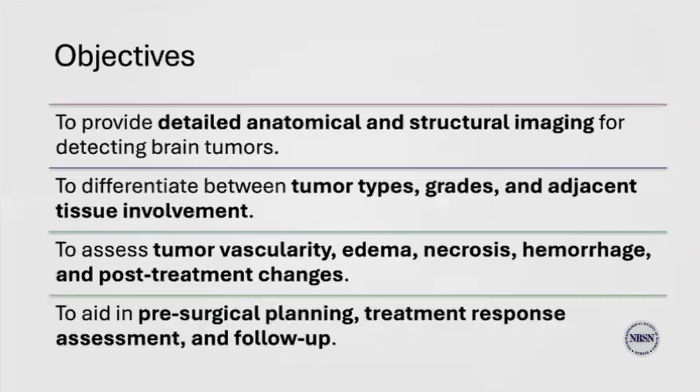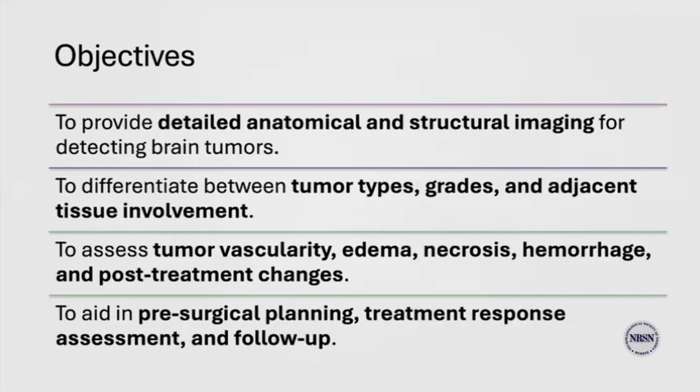So when it comes to the tumor protocol, our main goal is to get really detailed images of the brain structure. It is helpful to detect any tumors early and clearly. But we are not just looking to spot a tumor. We want to go deeper. So we use this protocol to help differentiate between different types and grades of tumors and to see how far the tumor has spread or if it's affecting any nearby tissues.